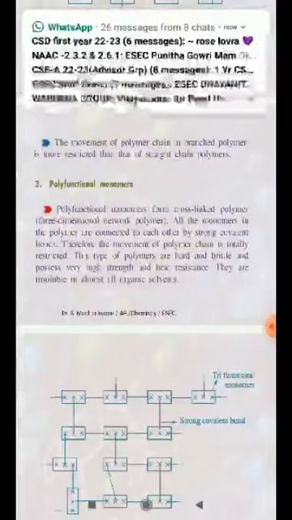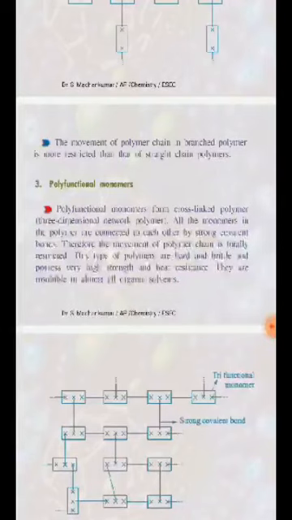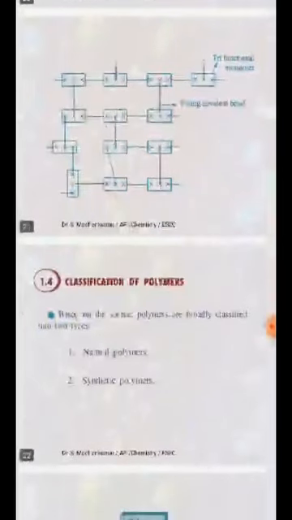Polyfunctional monomers. These form cross-linked polymer, that is 3-dimensional network polymer. All the monomers in the polymer are connected to each other by strong covalent bonds. Therefore, the movement of the polymer chain is totally restricted. This type of polymers are hard and brittle and possess very high strength and heat resistance. They are insoluble in almost all organic solvents.